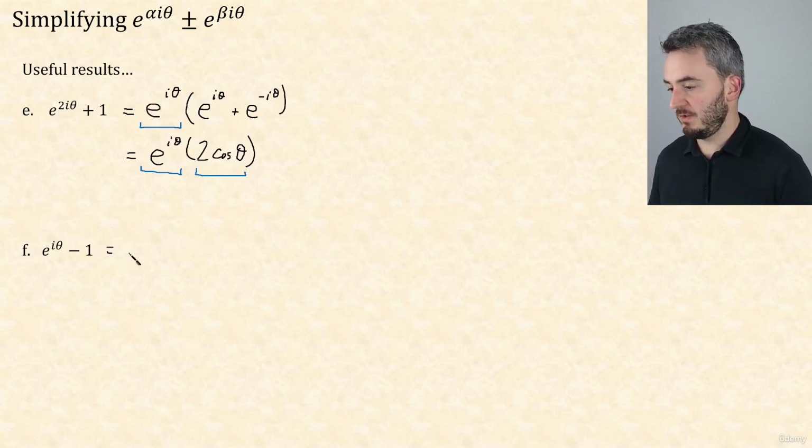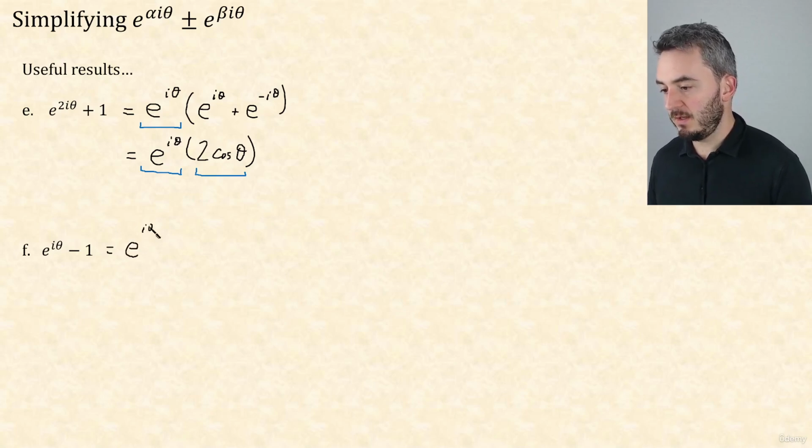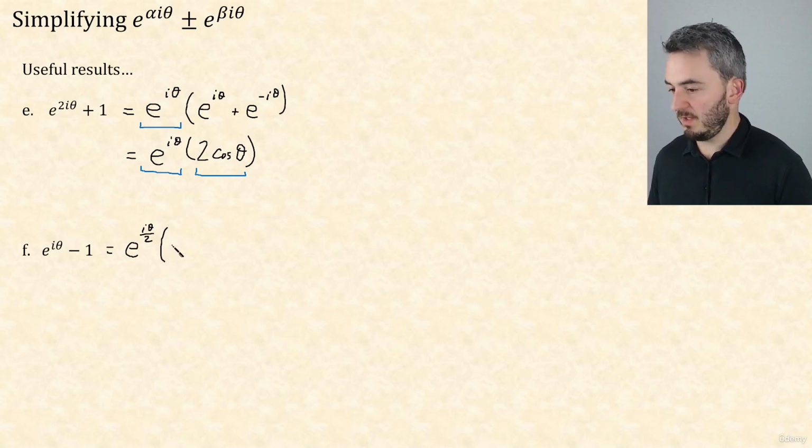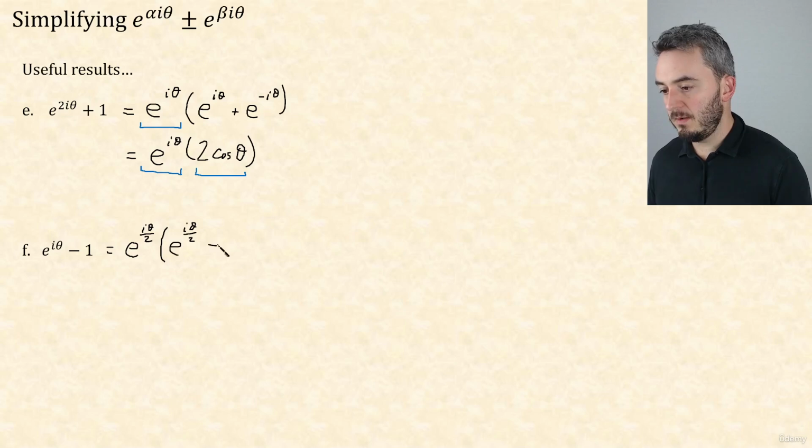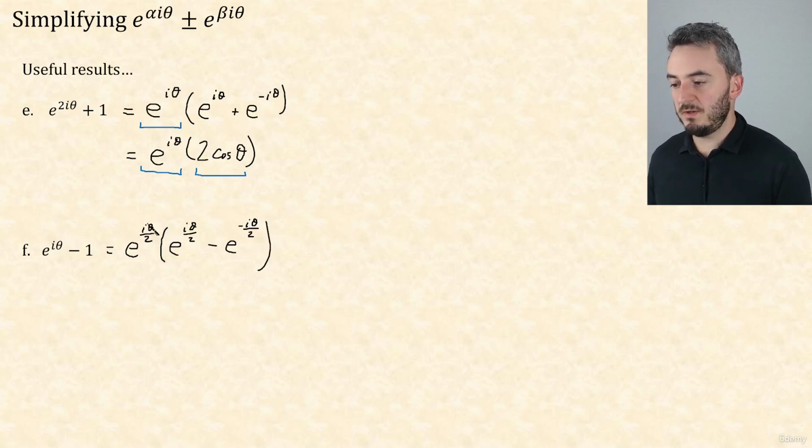In this case, we can pull out a factor of e to the i theta over 2. Because what does that give us? Well, it gives us e to the i theta over 2 minus e to the minus i theta over 2. Do you see? e to the i theta over 2 times e to the i theta over 2 is e to the i theta, and then e to the i theta over 2 times e to the minus i theta over 2 gives us just 1 and the negative there.